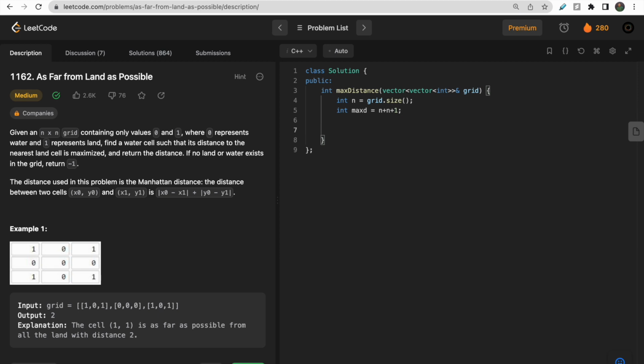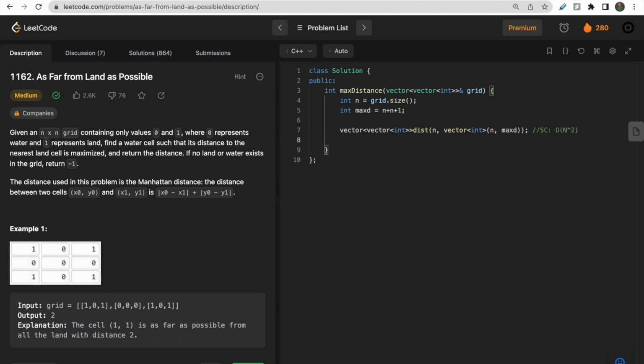Now further, we will create one 2D vector of int. Let me name it distance, of size n, comma vector int of size n, and initialize with the maximum distance. So currently we are doing an approach with a space complexity of big O of n square, and further I will show you how we can reduce this to big O of 1. Okay, we will do that in a while, correct? Now we will traverse from i equals 0. We will traverse all the cells, j less than n, j plus plus.